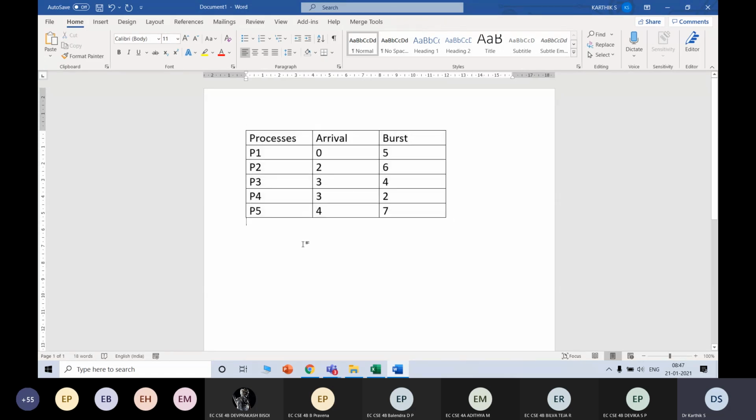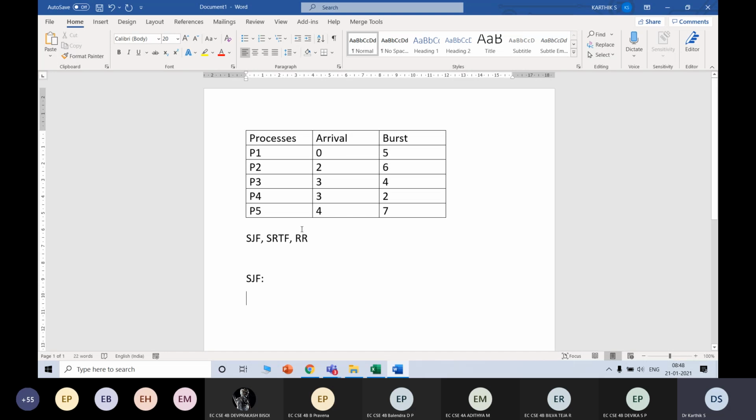So let us try to do shortest job first. We'll try to implement shortest job first, shortest remaining time first, and round robin algorithms. Let us try to implement all three algorithms on this and calculate the waiting time, average waiting time and turnaround time. Okay, so let us start with the shortest job first algorithm.